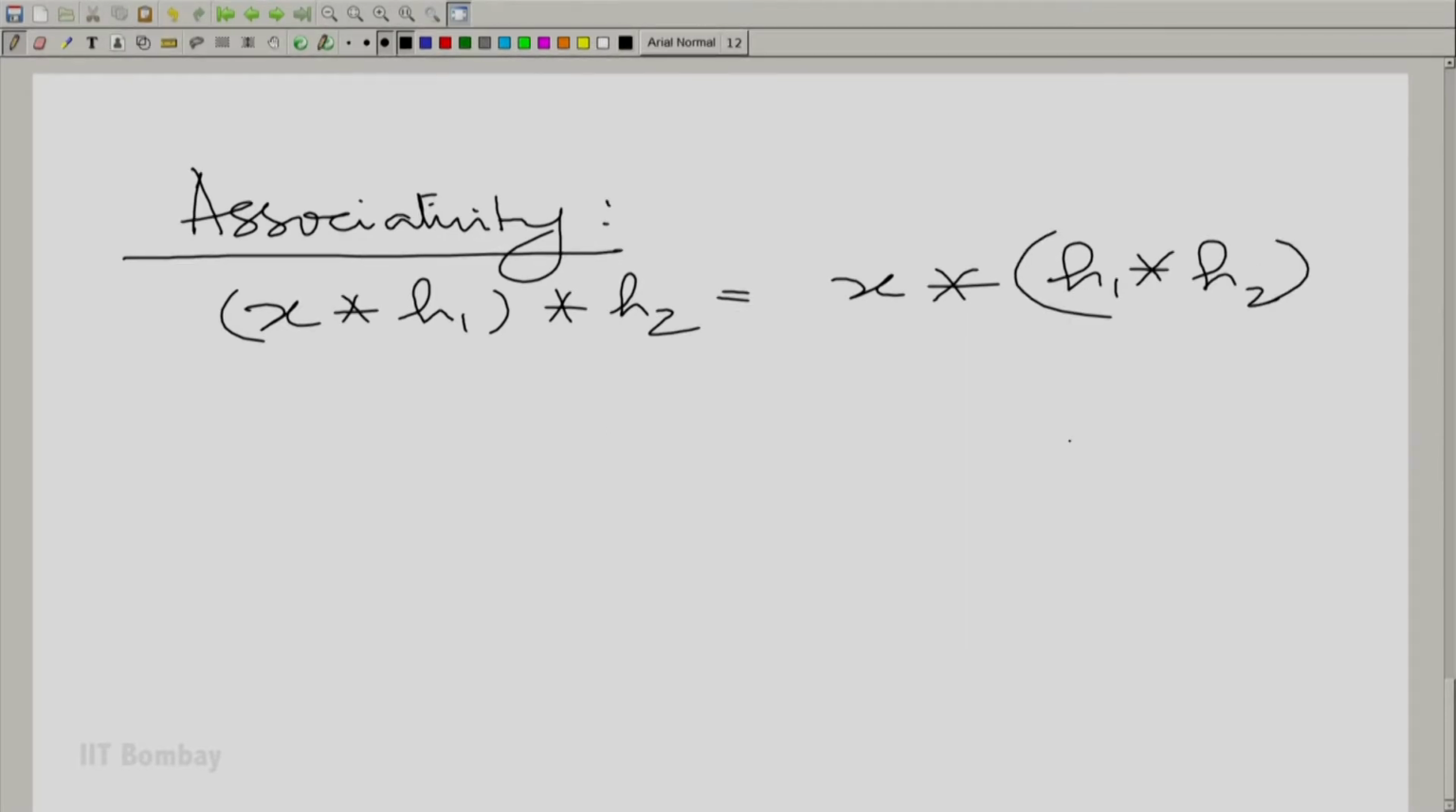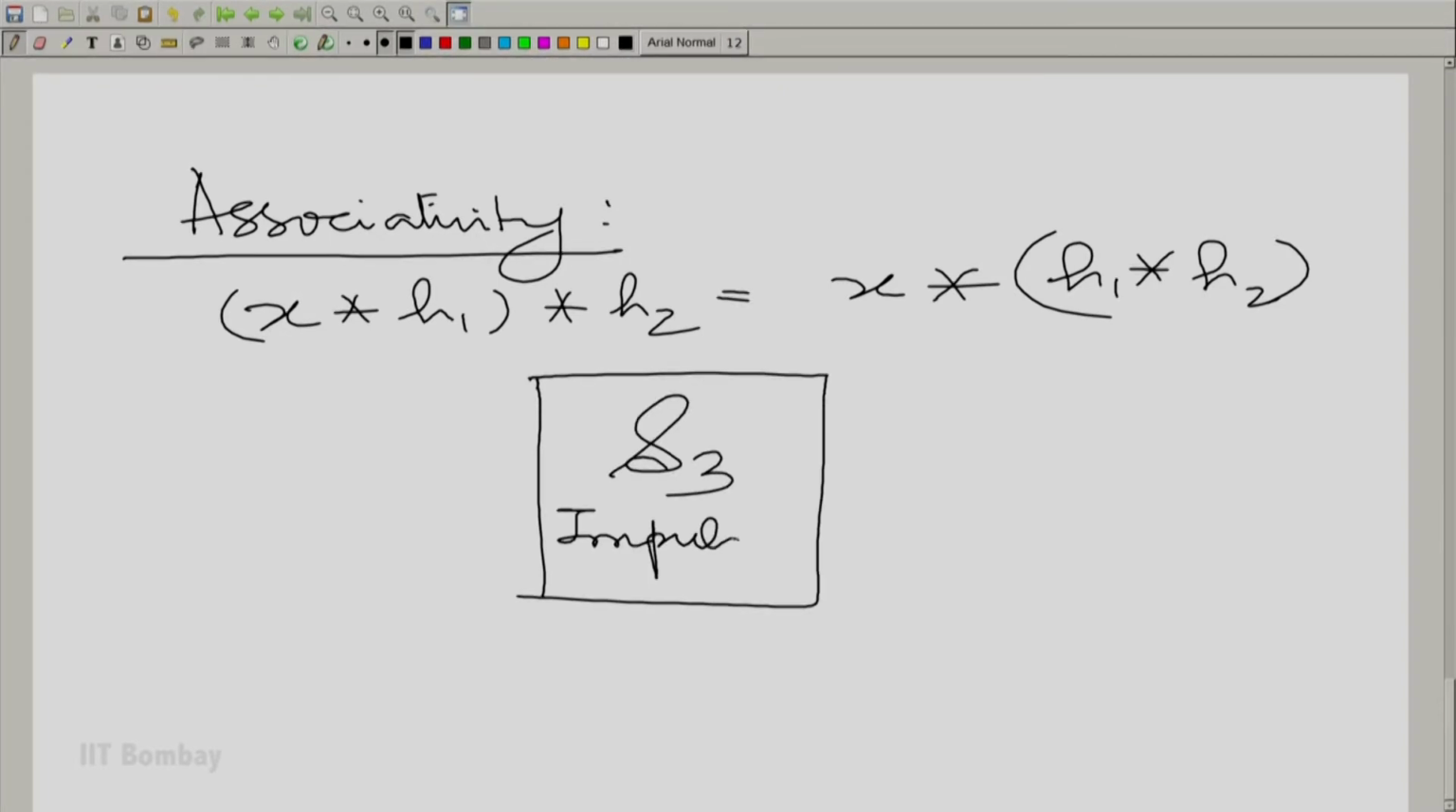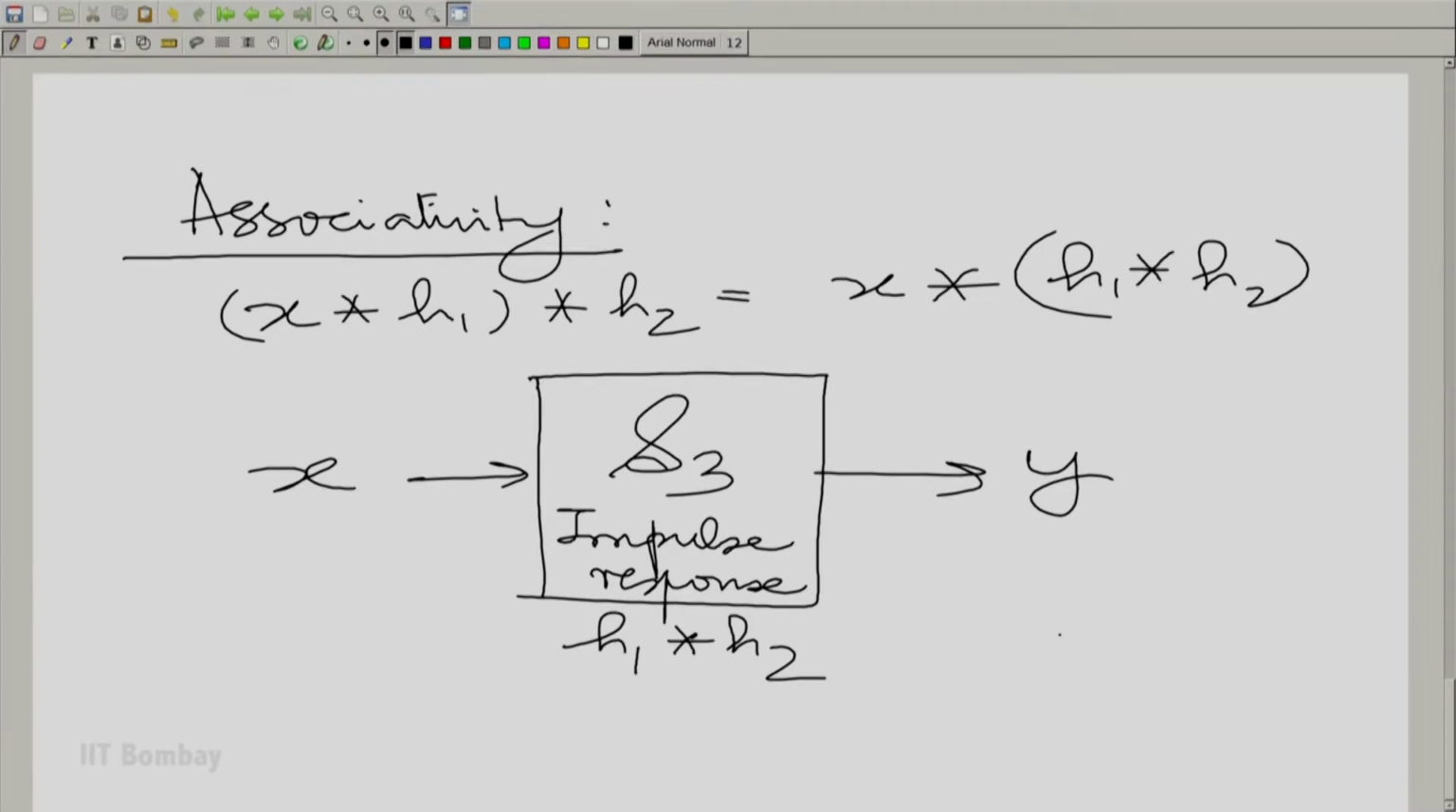What is the physical implication of this? We are saying consider a third system S3 whose impulse response is H1 convolved with H2 and give the same input x to it, and you will get the same output y. So, what does associativity tell you? Associativity is essentially a statement of equivalence of systems put in series or in cascade. When I put two systems in cascade, you can replace them by one system whose impulse response is equal to the convolution of the first impulse response with the second.